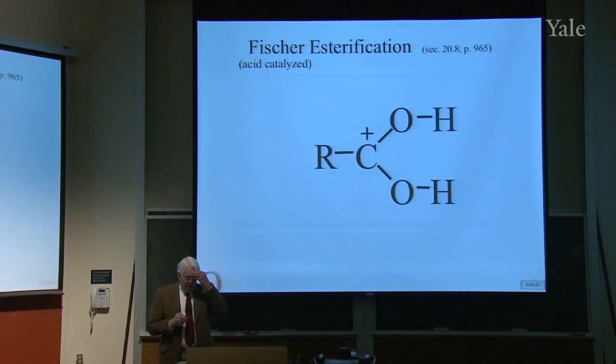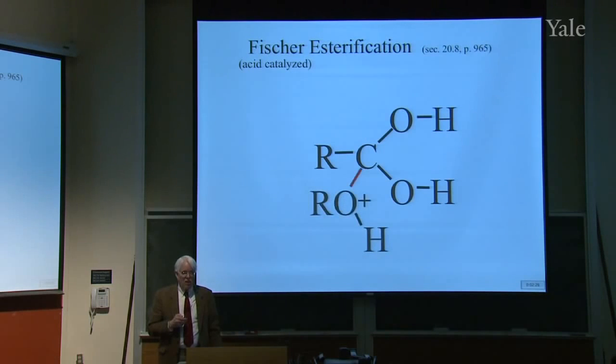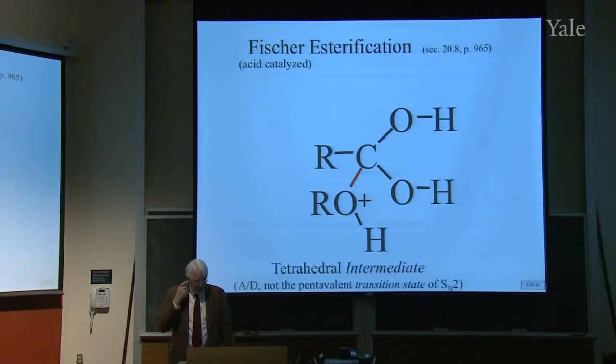Okay? So once you've done that, then you can bring in an alcohol and attack the carbon. It's going to be easy to attack now since it's a very low LUMO. And then you get a tetrahedral intermediate. You started with a trigonal carbon, 3 atoms attached to it. Now there are 4, it's a tetrahedral intermediate.